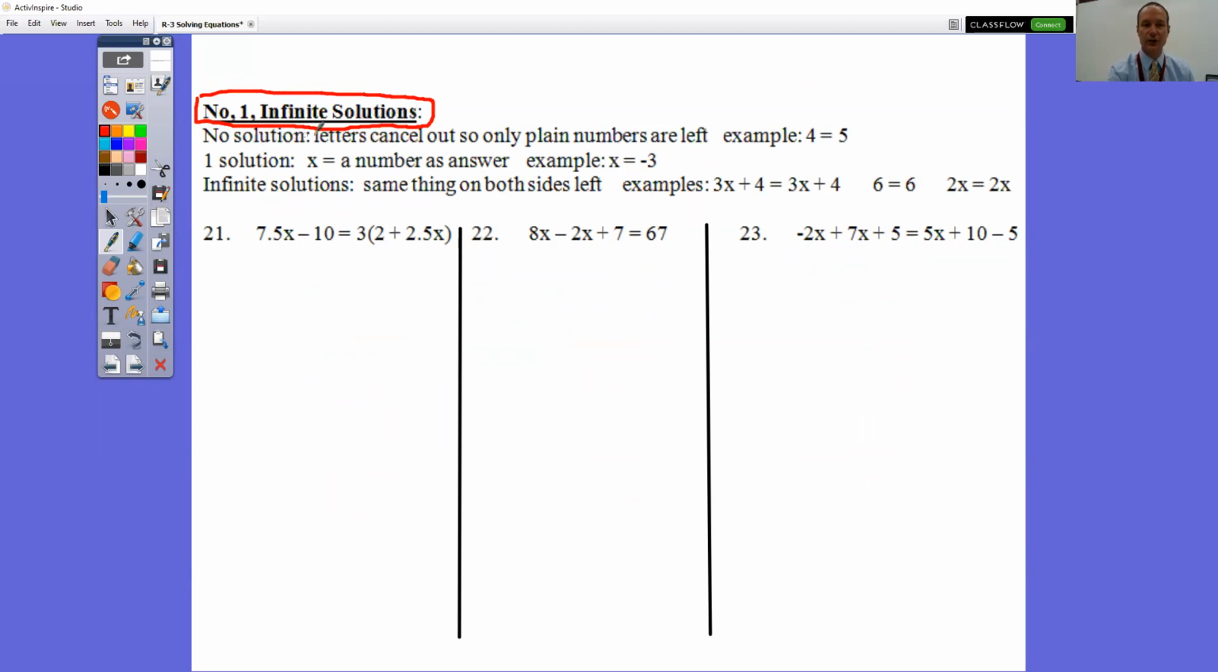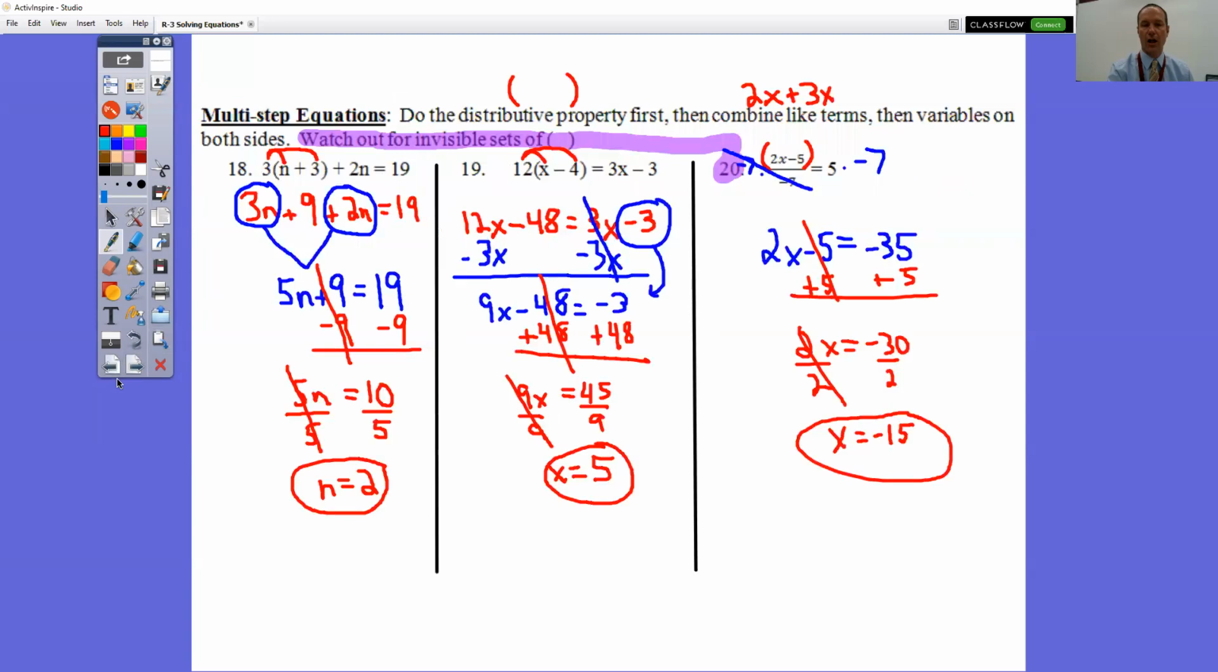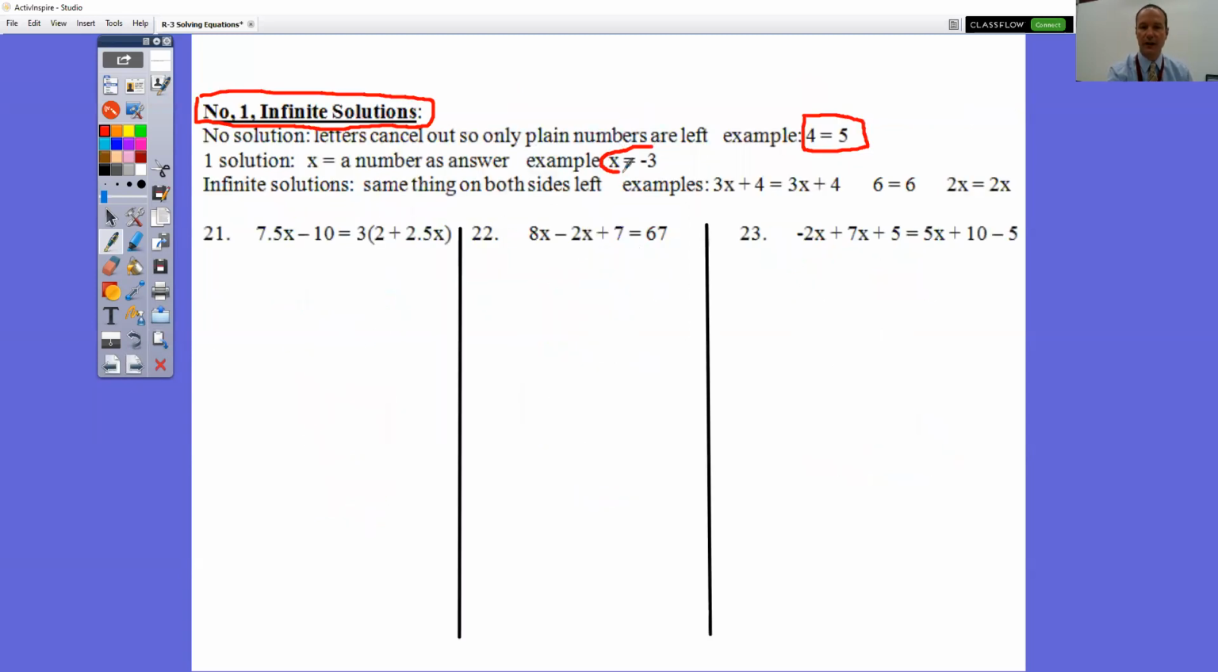It is no solution when all of the letters cancel out and you're just left with two numbers that are not equal to each other. For example, 4 equals 5. That doesn't make any sense. Therefore, it is no solution. One solution was just like all three of the previous questions. All of these would be one solution because what we got in the end was x equals a number, or like in the first one, n equals a number. So that is one solution when it looks like this, x equals a number.